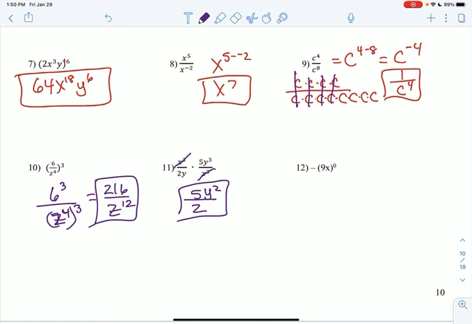And the very last one, anything to the 0 power is 1. Just the 9x is to the 0 power, so that's 1. And that negative is hanging out in front, so that negative stays there.